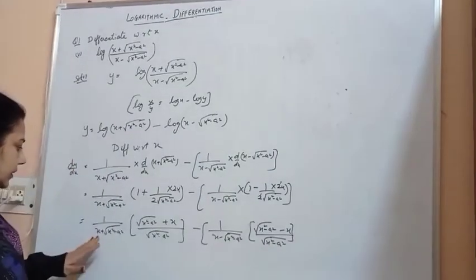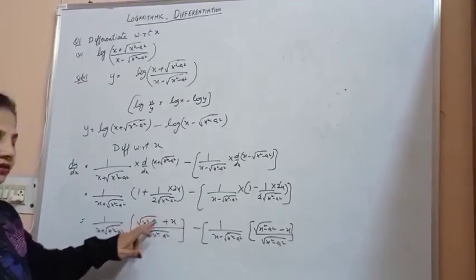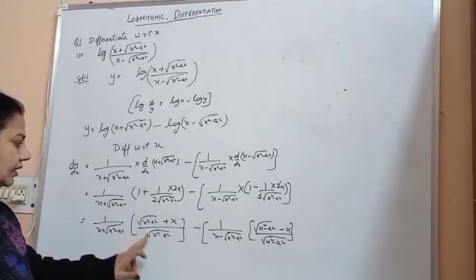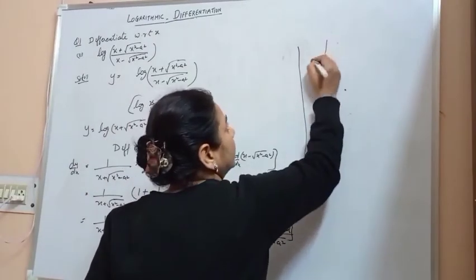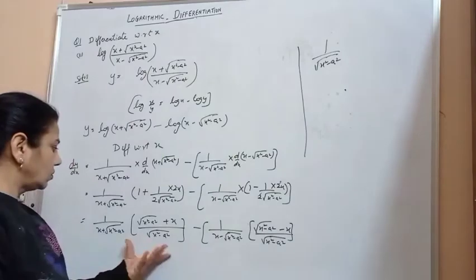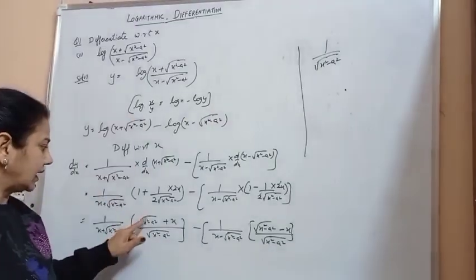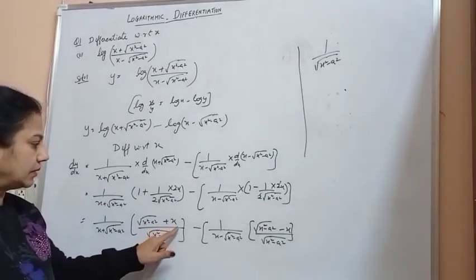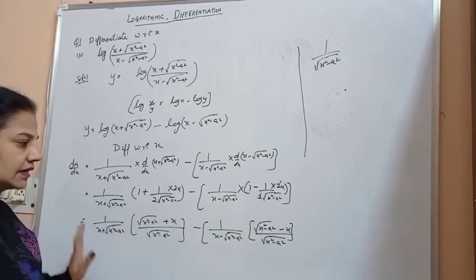Now observe this carefully, x plus under root x square minus a square and x plus under root x square minus a square, this will cancel out. I am left with 1 upon under root x square minus a square. So I have 1 upon under root x square minus a square. This whole thing reduces to 1 upon under root x square minus a square, as the plus x and plus x under root x square minus a square cancel out.